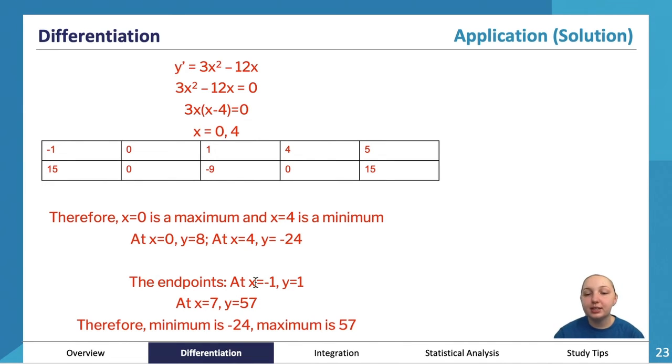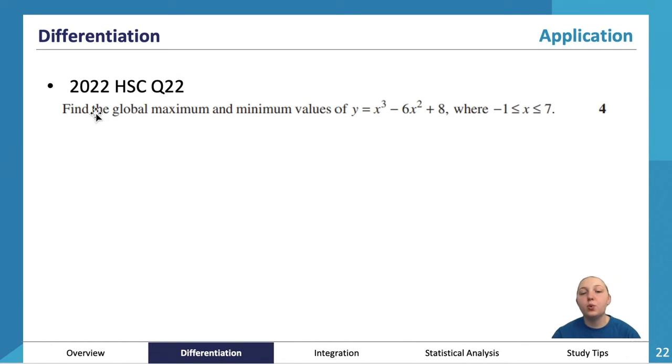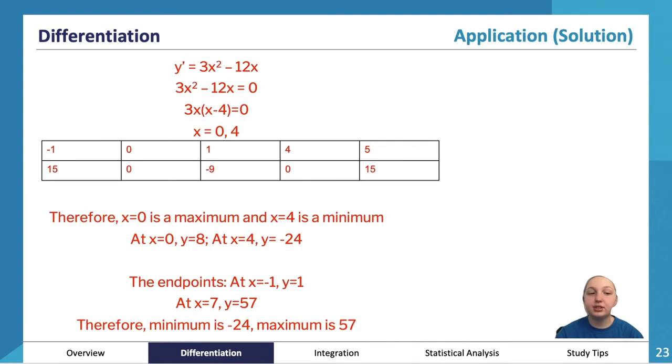So the next thing you actually have to do is check what's happening at your limits. So the endpoints: when we're checking them at x equals -1, y is equal to 1, and at x equals 7, y is equal to 57. So therefore, our minimum is -24, but our maximum is actually 57. Okay, so whilst the question told us that we had to find the global maximum and minimum values here, it wasn't actually through the differentiation that we found out that. It was by using the limits that they had given us to find that the maximum would be 57.